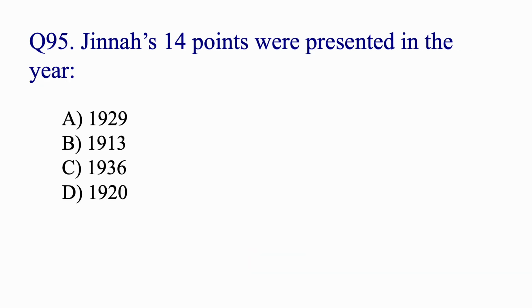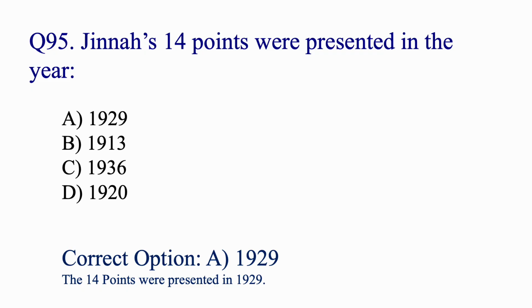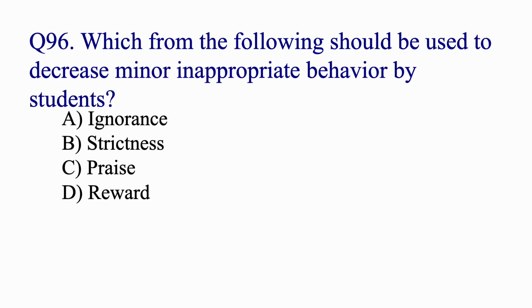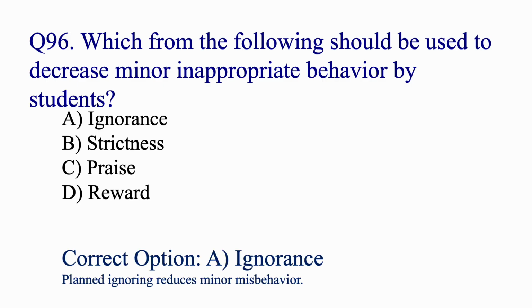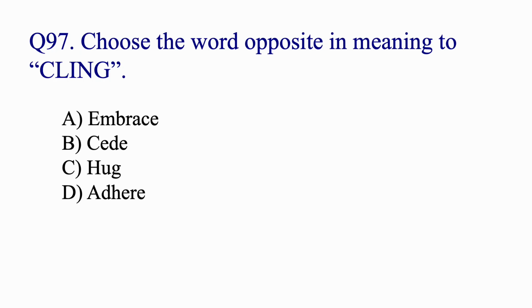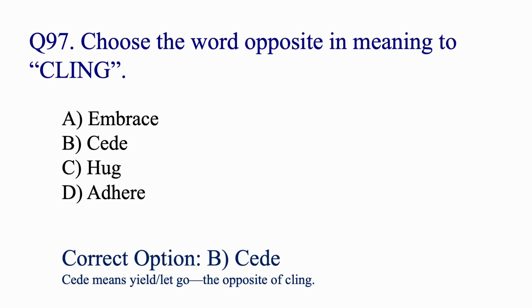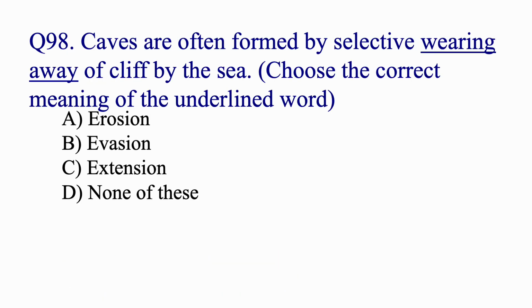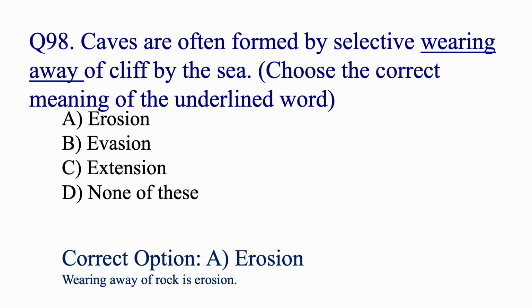Jinnah's 14 points were presented in the year 1929. Which from the following should be used to decrease minor inappropriate behavior by students? Ignorance. Choose the word opposite in meaning to cling. Seed. Caves are often formed by selective wearing away of cliffs by the sea. Choose the correct meaning of the underlined word. Erosion. Wearing away means erosion.